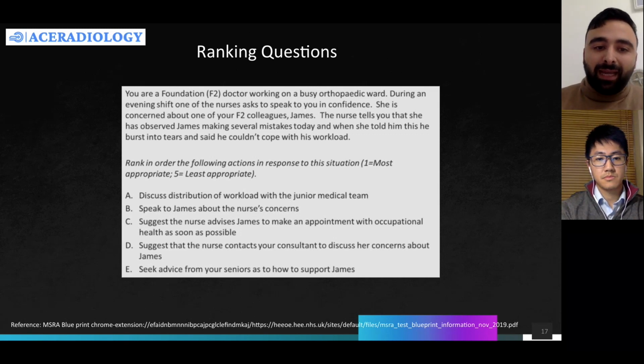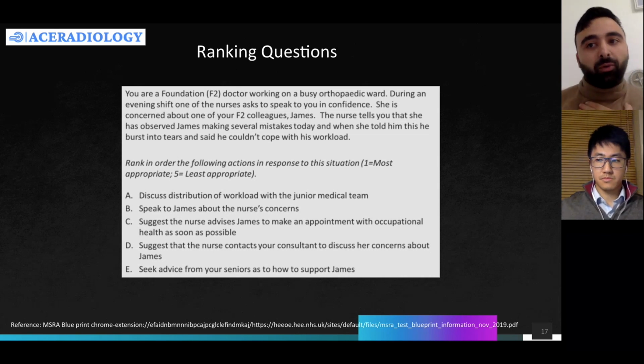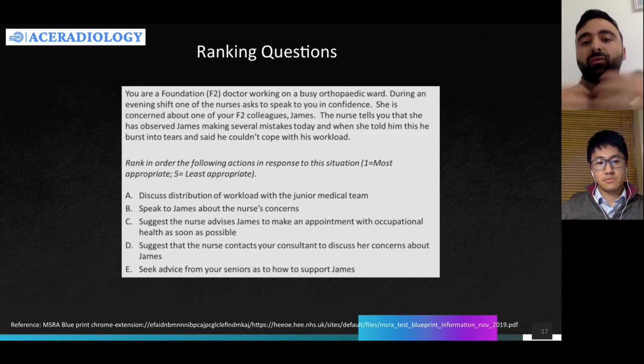And then if we read A, discuss the distribution of workload with the junior medical team, that would be the next appropriate thing to do, because there's a lot of work going on. You're multitasking. What can you do as a team to resolve the problem and make James less stressed? So that'll be the next option. So the B, A, and we know C is last, and then you've got D or E left.